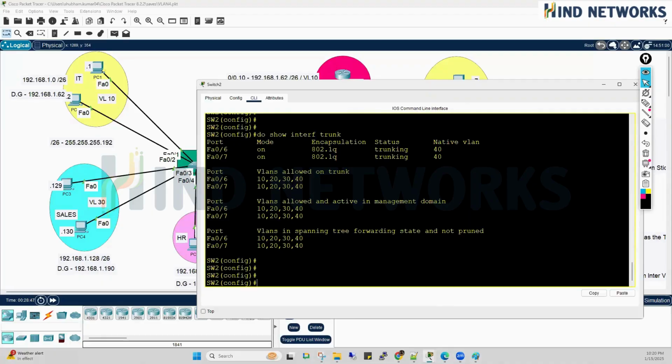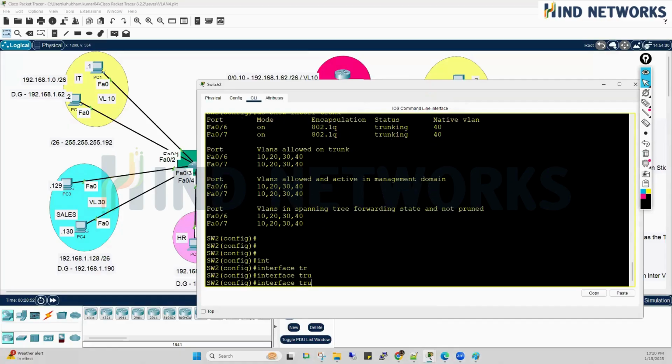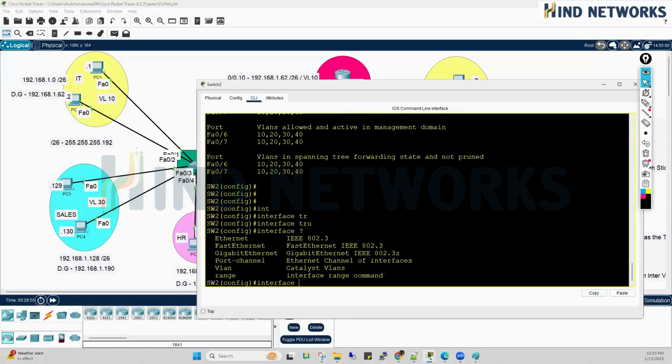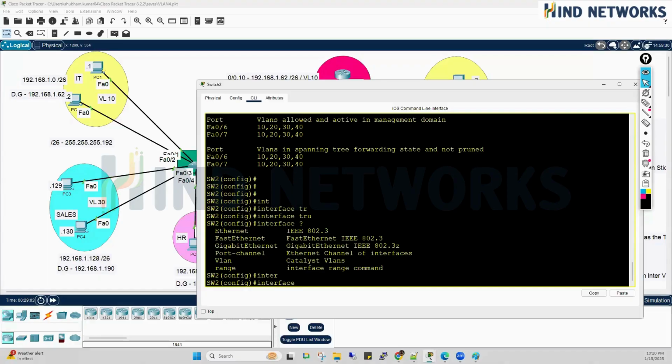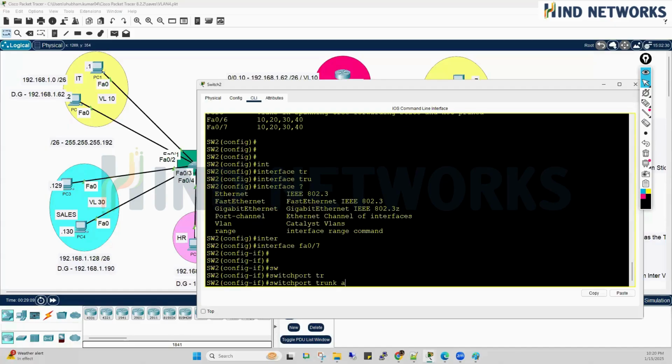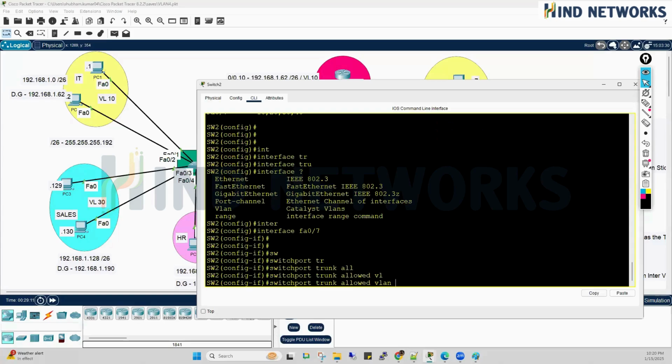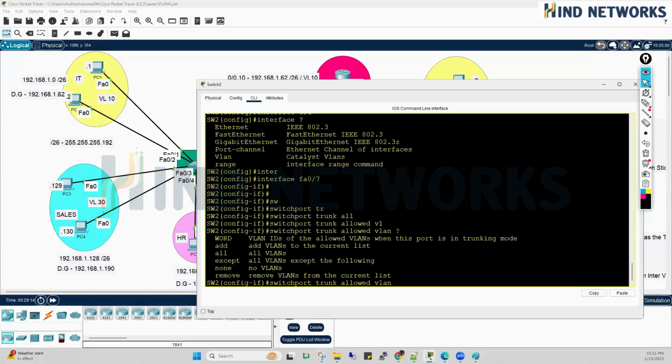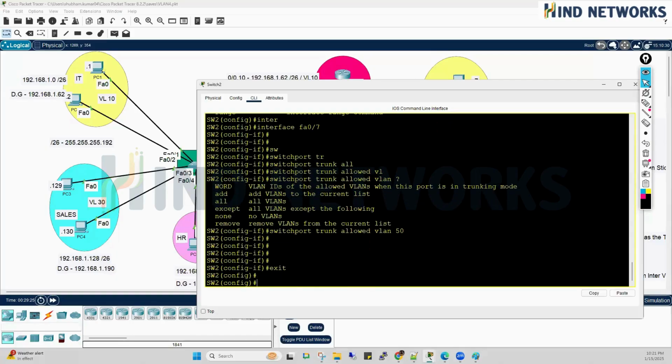For example, if I go to interface, if I press the question mark, how can we allow the VLAN? For example, if I go to interface FastEthernet 0/7, here I am writing switchport trunk allowed VLAN, and here whatever VLAN you want, you can write down here. For example, I want to write VLAN number 50. If I want to allow VLAN number 50, I write here VLAN 50. Done.